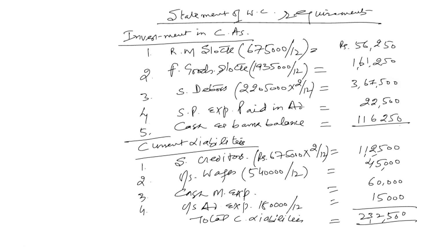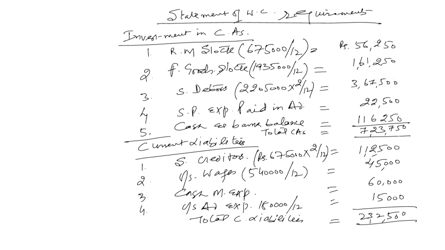So the total amount of the current assets is going to be how much? We write here total current assets. If you total these figures, that is 156,250, 160,1250, then 367,250, 22,500, 116,250, this amount works out as 723,750 rupees. This is the total current assets. This is the balance of the total current assets. These are the total current liabilities.